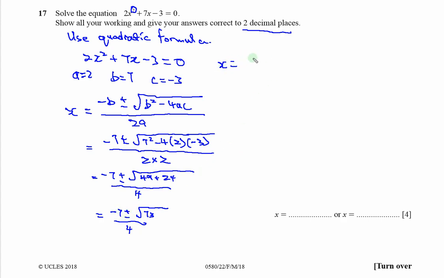So x is equal to minus 7 plus, take the negative one first. Negative square root of 73 over 4 and minus 7. Now you take the positive one, 73 over 4. After you use the calculator and get a value, you put it here, and whatever you get here, you put it here. Remember, you must round to 2 decimal places.